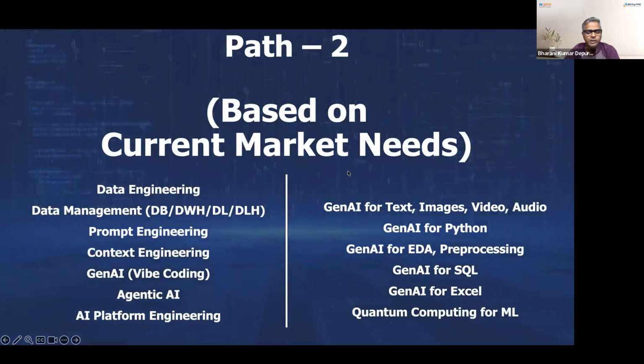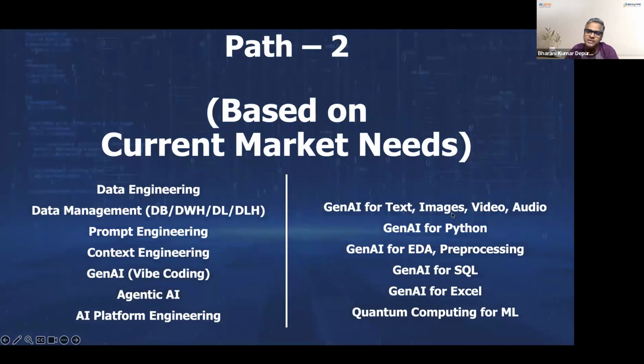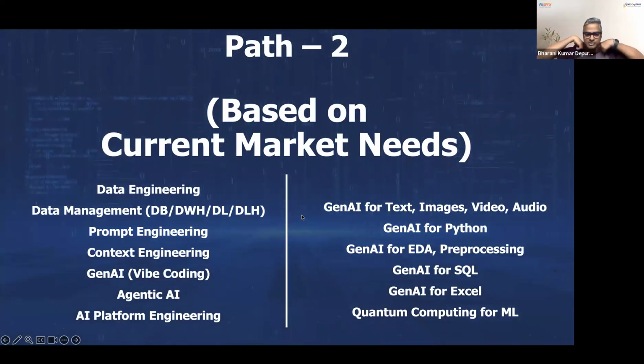We have, and we are going to teach you what is the current market need: data engineering, data management, database, warehouse, lakehouse, prompt engineering, context engineering, Gen AI vibe coding, agentic AI, AI platform engineering, Gen AI for text, images, video, audio, Gen AI for Python, Gen AI for EDA, pre-processing, SQL, Excel, quantum computing for machine learning, and a bunch of things.